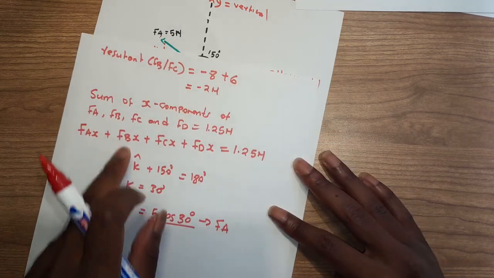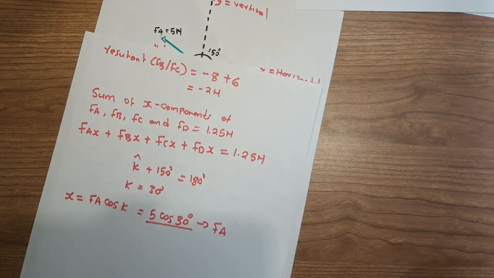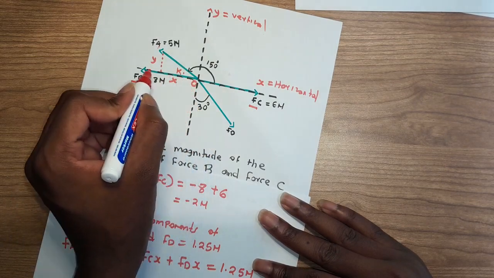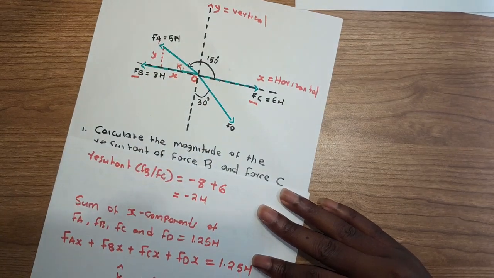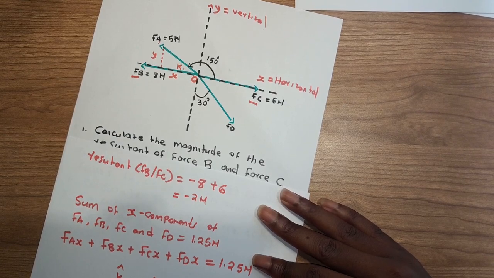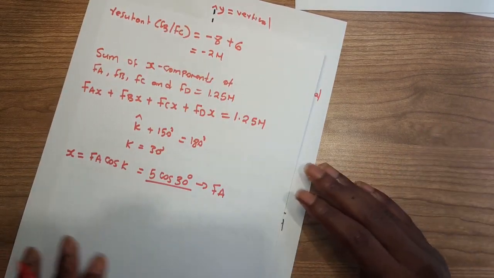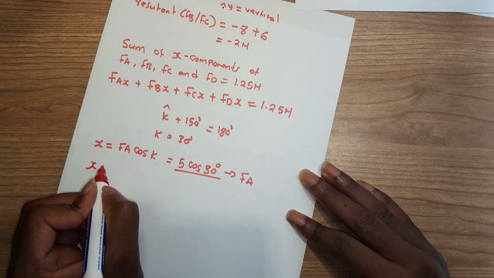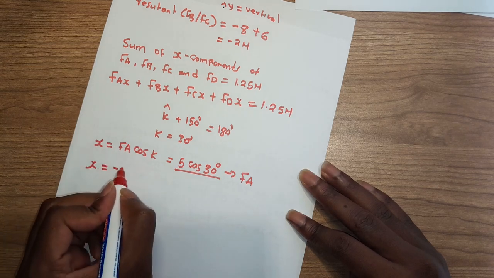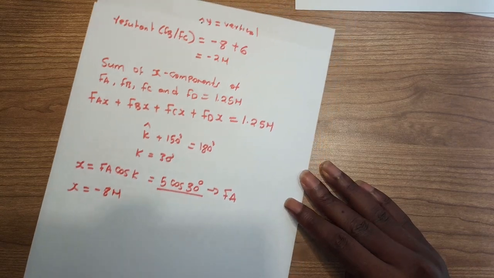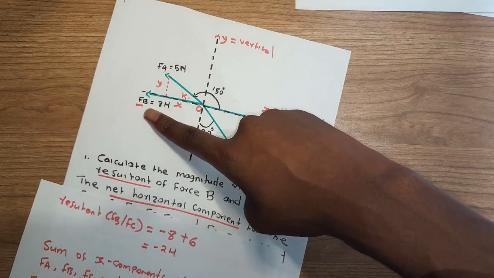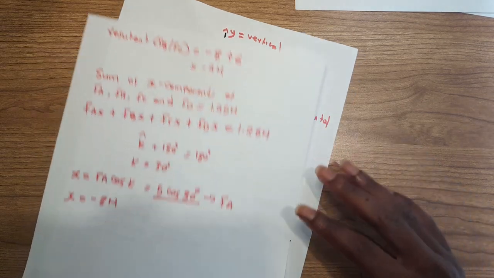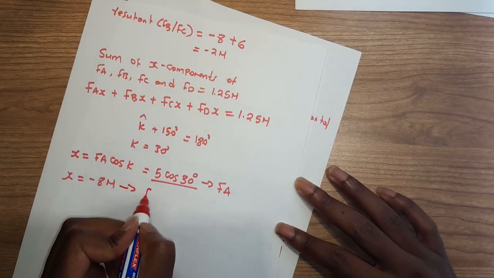But let's try to find the x component of FB. When you look at FB, it is just on the x-axis, right? So you don't have to do anything. You know that the x component of FB is just going to equal minus 8 newtons, because FB is just on the x-axis. So this is that of FB.